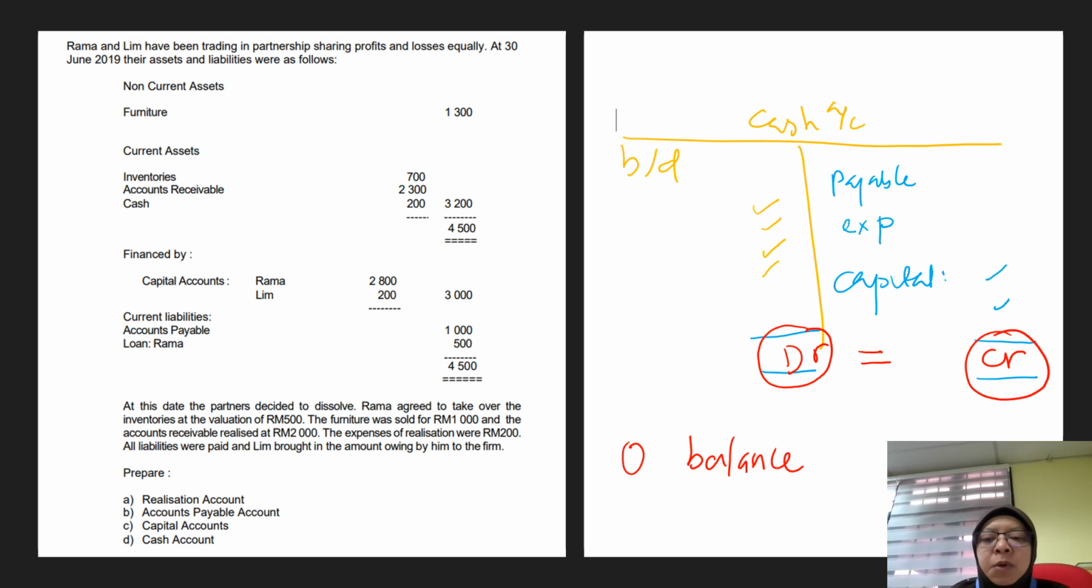So that will be the way on how to do the accounting entries upon dissolution of the partnership.